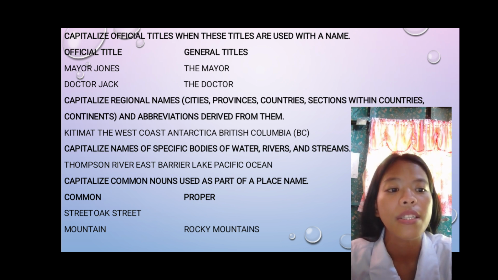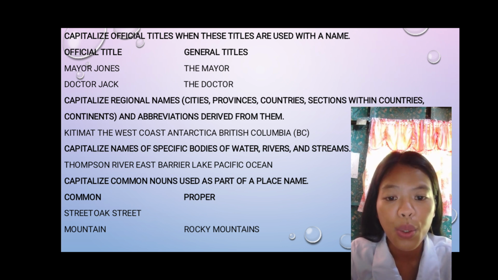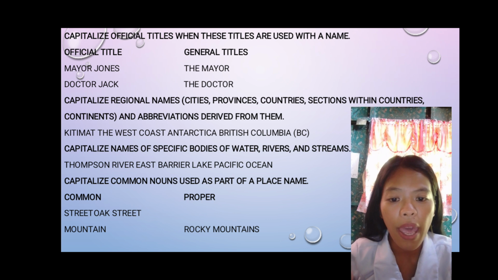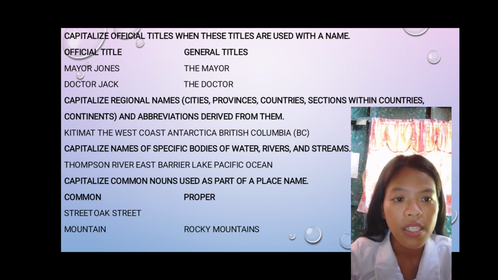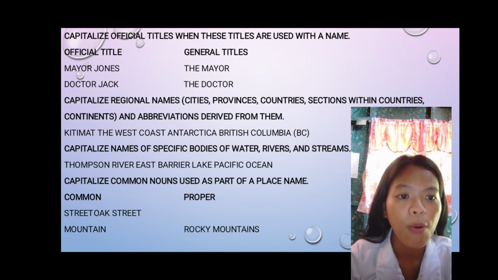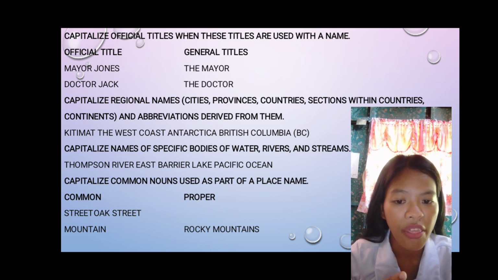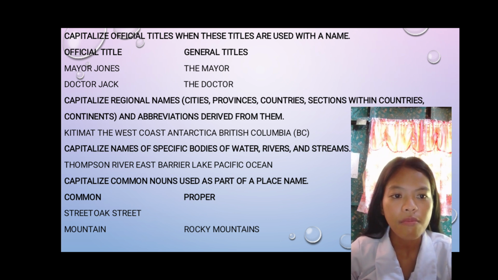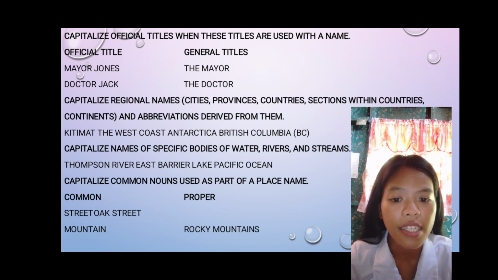Capitalize official titles when these titles are used with a name. Official title: Mayor Jones. General title: the mayor. So in Mayor Jones, the M would be capital and the J for Jones would be capital. In the general title, the mayor, the T on the word "the" is capital and the M in mayor is capital. Dr. Jock: in this, capital D and capital J. The doctor.